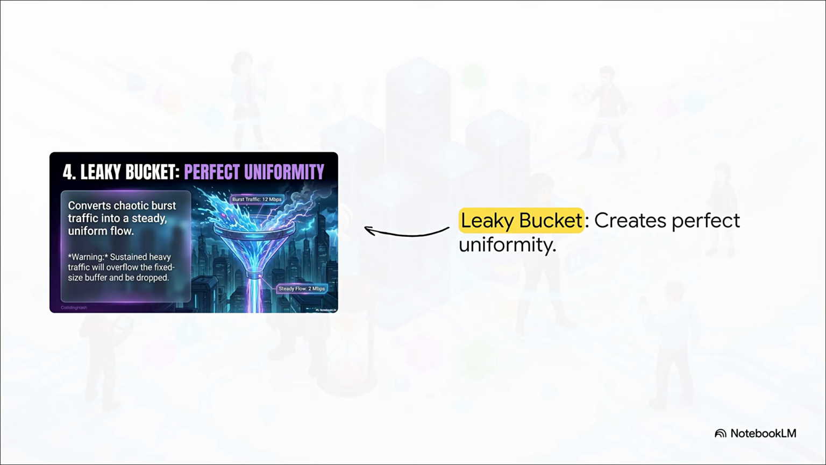Finally, we arrive at algorithm number 4, the leaky bucket. Imagine a water tap flowing into a bucket that has a small hole drilled at the bottom. The water flowing into the top is totally chaotic. Sometimes it's a trickle, sometimes it's a massive blast. But the leak at the bottom ensures the water flows out in a perfectly steady, fixed stream.